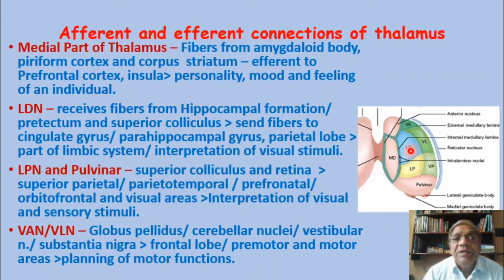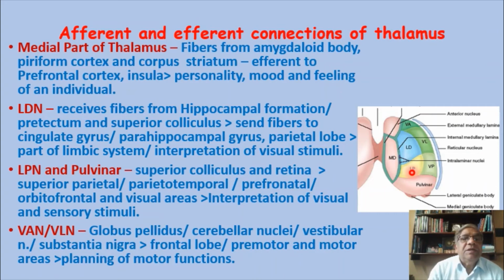So the main function of this lateral dorsal nucleus is that it is a relay station for the limbic system, and another function is that it is involved in the interpretation of visual stimuli, because it is getting fibers from the superior colliculus. So the function of this LD nucleus is over. Let us come to the LP nucleus.